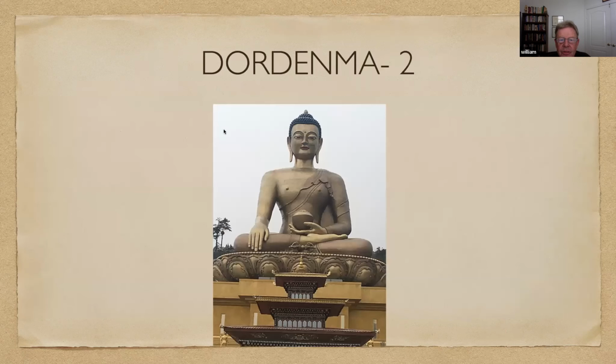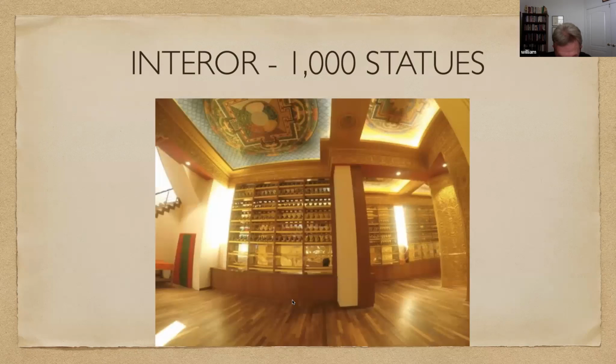We get a little closer view of it. If you've ever been to Japan, you know there are some very large Buddhas as well. There's the great Buddha of Nara, but this one is one of the largest in the world. Now, what's interesting, it's also a temple. Can you see that below? If you go inside the temple, you will find over 100,000 smaller Buddha statues.